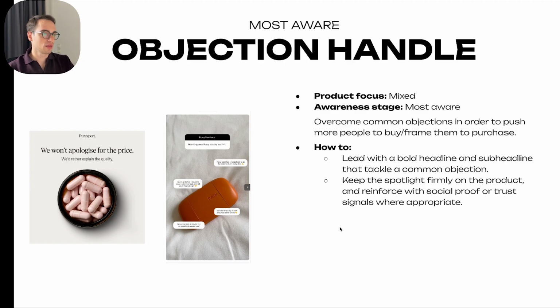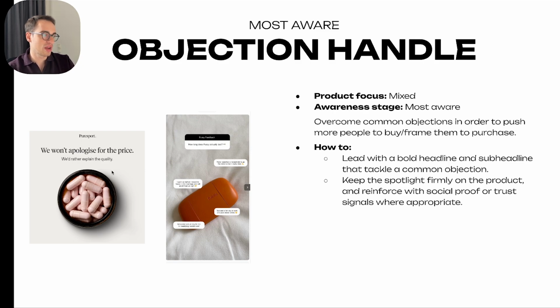Again, objection handling. We don't want to apologize for the price, we'd rather explain the quality. Great ad from Hugh Sports. Again, it directly goes into the price, which is going to be the most common objection. Key thing here: we've done our research, and probably for this brand price is one that comes up a lot. Probably there are cheaper alternatives. And it's positioned as the higher quality version of any other alternative there.